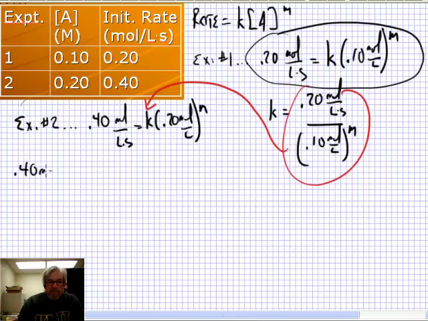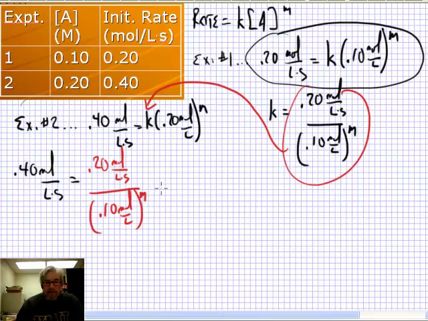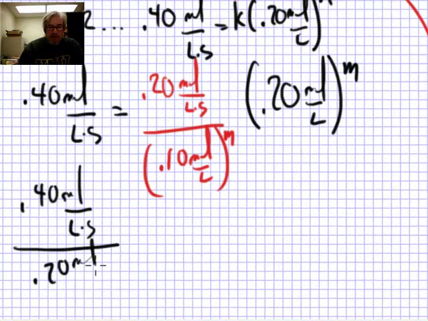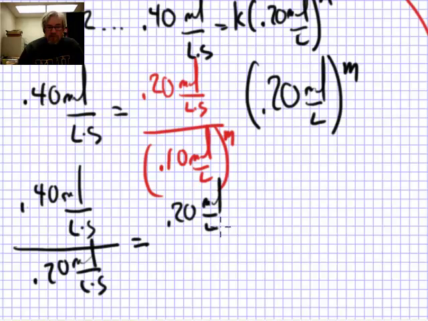0.40 moles per liter second is equal to, now I'm substituting, 0.20 moles per liter second over 0.10 moles per liter to the m power. And then back to the original equation, this is multiplied by 0.20 moles per liter raised to the m power. Now I'm going to rearrange this equation a little bit. I'm going to divide both sides by the moles per liter second. Collect those terms. So 0.40 moles per liter second divided by 0.20 moles per liter second is equal to 0.20 moles per liter to the m divided by 0.10 moles per liter to the m.